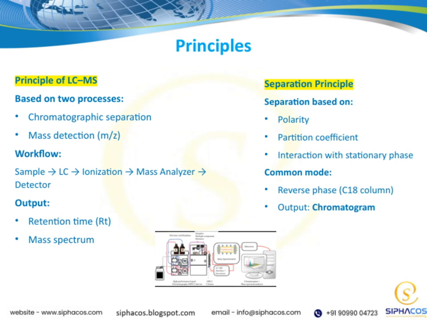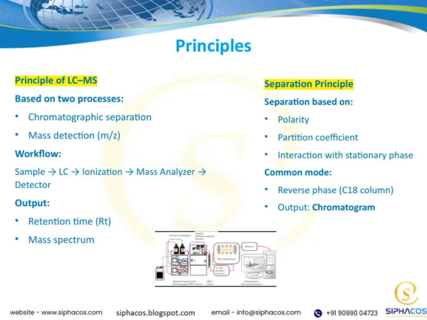Moving on to the principles of LC-MS, or liquid chromatography mass spectrometry, it's built on two main processes. First, we have the chromatographic separation, where compounds are separated in the liquid phase. Then, we detect them based on their mass-to-charge ratio, or m/z. The workflow starts with a sample that goes through the LC system, where separation happens. Next, the separated molecules are ionized, making them detectable by the mass spectrometer. The ions are then analyzed in the mass analyzer, which sorts them based on their m/z values. Finally, the detector records the data.